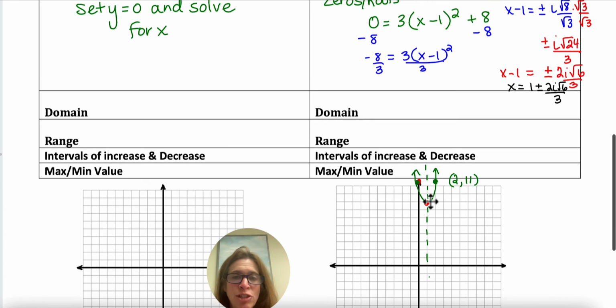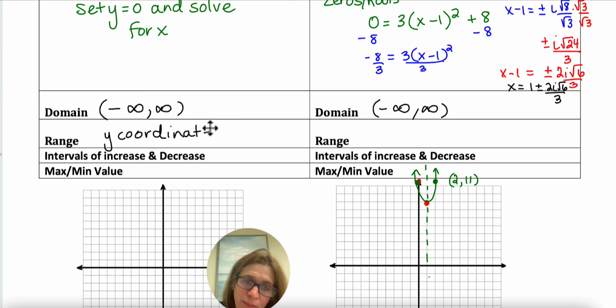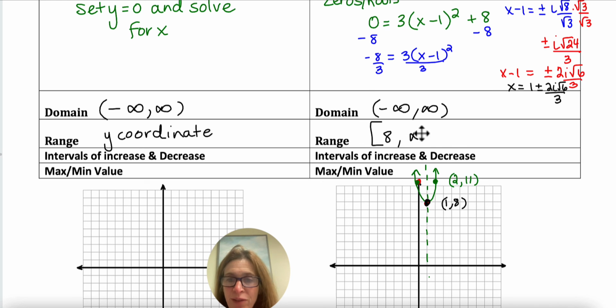All right, domain and range. The domain should be easy for us here. We know that it's all real numbers, negative infinity to infinity. Okay, my range, you specifically have to look at the y-coordinate of the vertex, right? We've learned this. Okay, so the y-coordinate of the vertex we said here was (1, 8). So 8, and it's going up. So it would be hard bracket 8 to infinity.